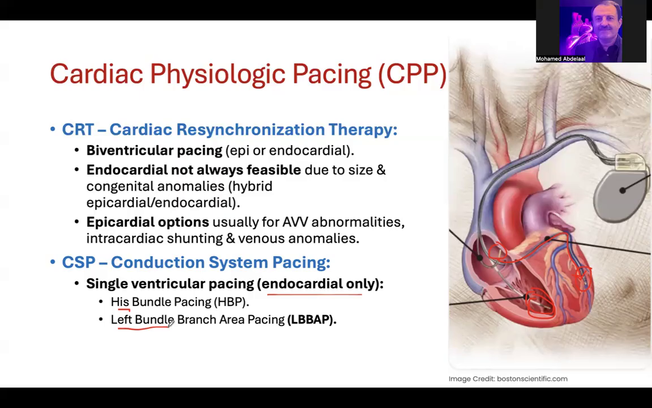And remember, there are epicardial options and endocardial options. This is why, when someone calls me about a patient with a device, all this information is very important. Is it epicardial? Is it endocardial? Is it CRT? Is it CSP? Is it left bundle branch area pacing? Is it dual chamber? These are very important pieces of information that you need to share with us.